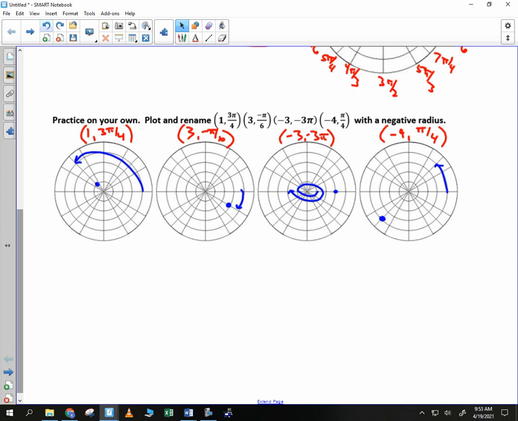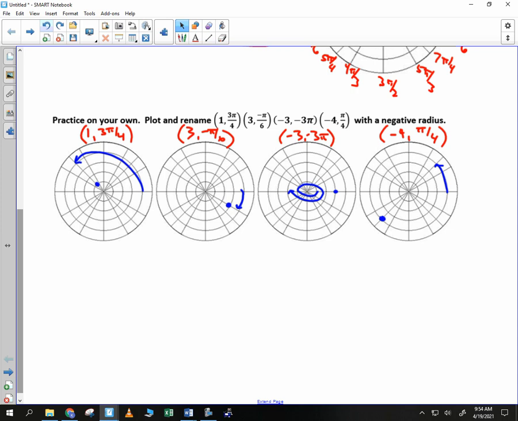True or false? Negative 3 pi is more than once around the circle. True. So I went negative 1, negative 2, negative 3, and it brought me to this spot. Notice the radius is negative 3. So I don't go 3 units in that direction. I go 3 units in the opposite direction. You see that? 3 units in the opposite direction. That's usually the one that really gets people. The last one, I rotate pi over 4. And instead of going 4 units in that direction, since it's negative 4, I go 4 units in the opposite direction. We good?